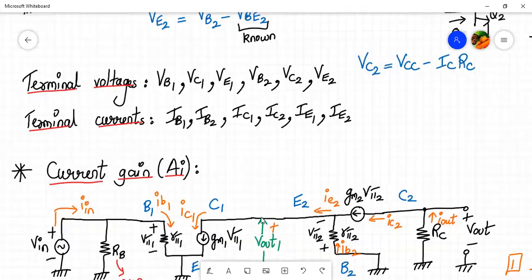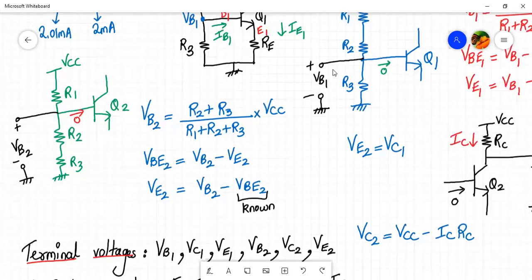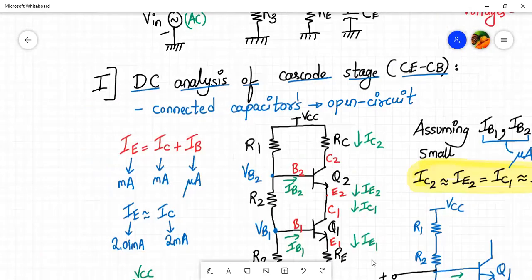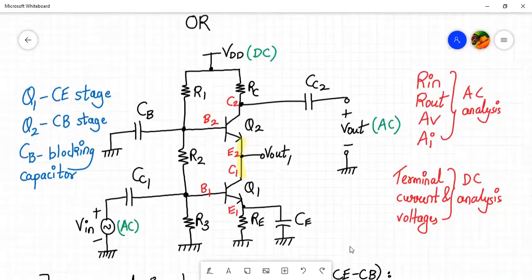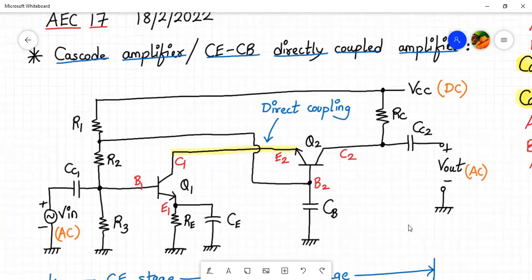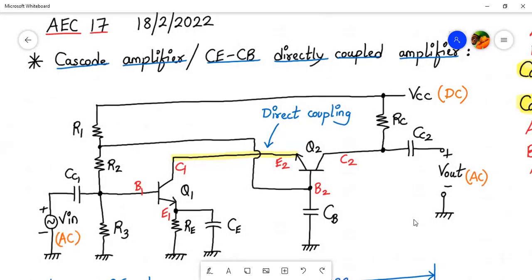Let me revise what we did so far for the analysis of the cascode amplifier. For the cascode amplifier, that is the common emitter, common base, directly coupled cascode amplifier, we first did the DC analysis to find all the terminal voltages and terminal currents. Then we did the AC analysis to find the input resistance, output resistance, the overall voltage gain, and the overall current gain for the given cascode amplifier.